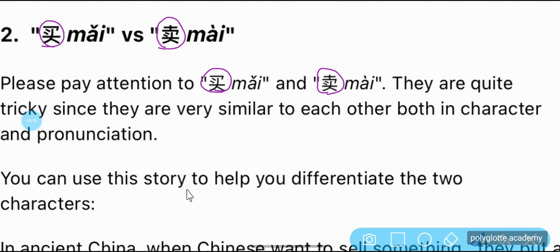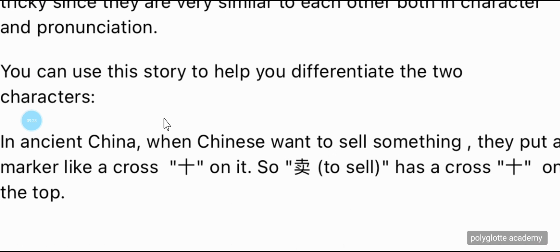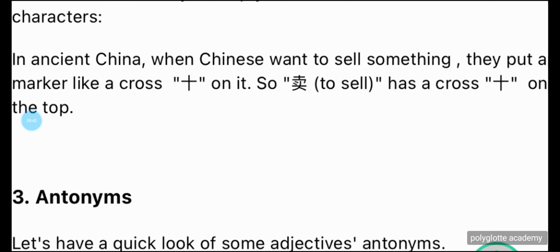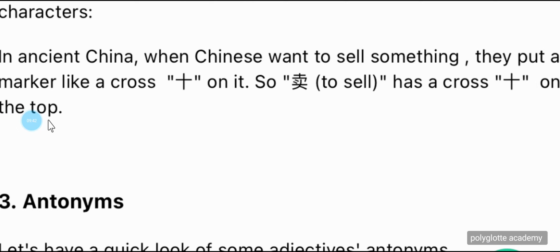You can use this story to help you differentiate the 2 characters. So let's see the story. We gave a story here. Now, in ancient China, when Chinese want to sell something, they put a marker like a cross on it. So 卖 means to sell, has a cross on the top.